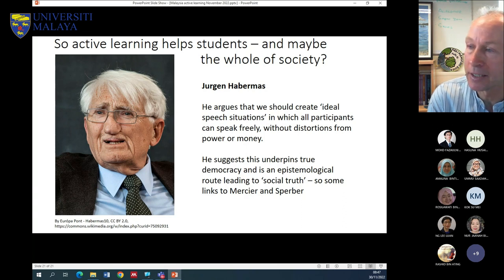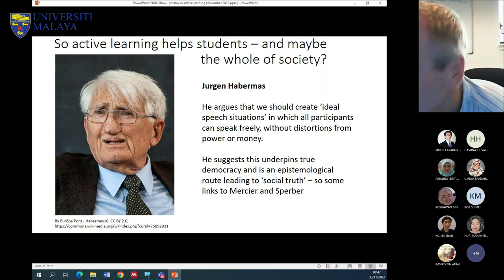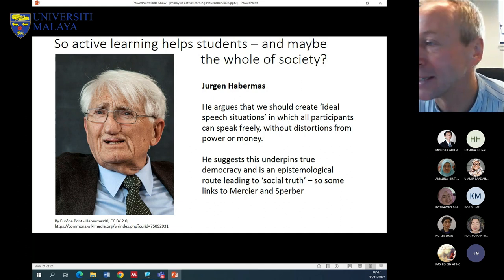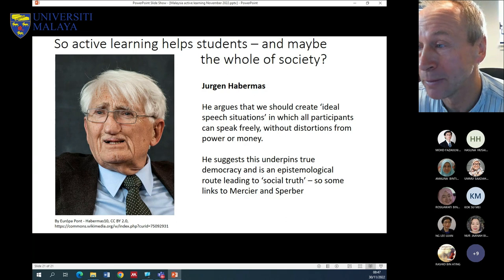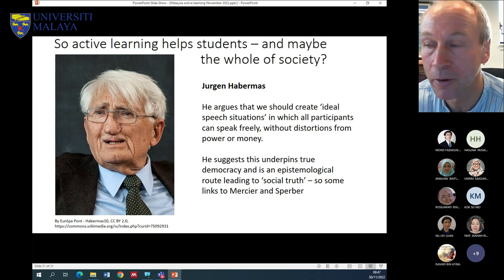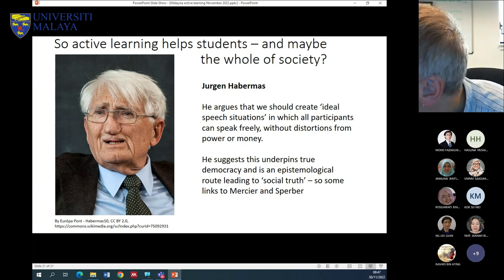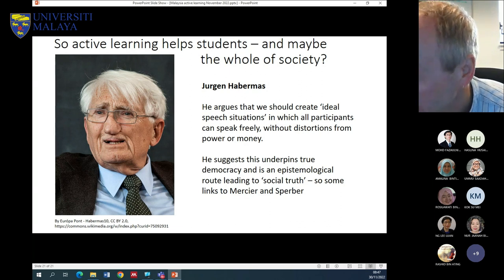And he has this idea of ideal speech situations. And those are situations where everybody present feels able to contribute their thoughts and ideas without being inhibited by differences in power, differences in money, differences in status. So that's perhaps a utopian ideal. Whether that ever happens or not is another question. But he thinks these are conditions we should try to encourage and create. And not only does he think that's important for learning, but for him, that forms the foundation of democratic society. So he's going all the way back to Socrates and the Greeks when he thinks about that.